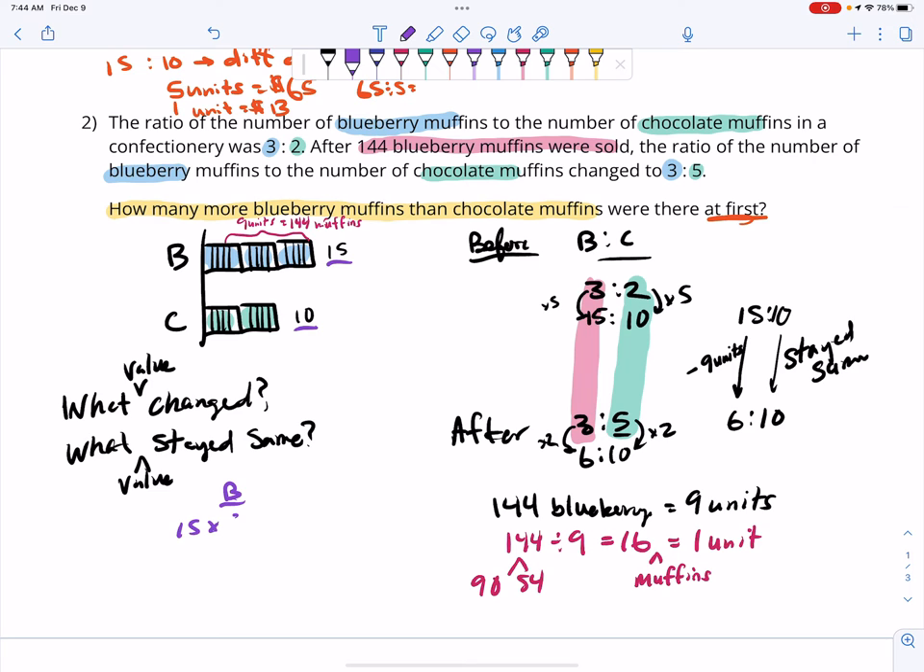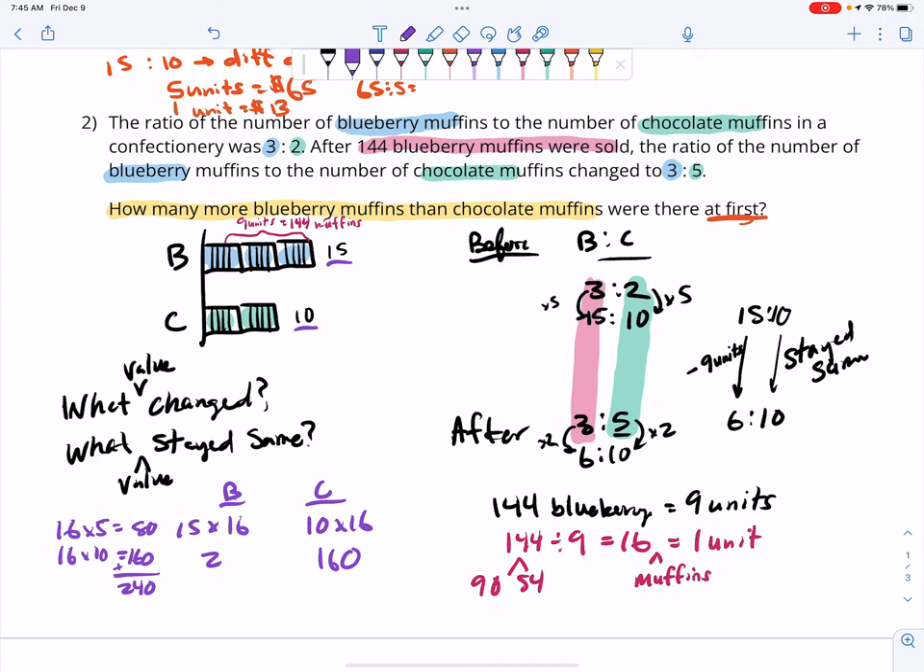Blueberries was 15 units of 16, and chocolate was 10 units of 16. So 10 units of 16 is 160. 15 units of 16, well, let's see. I'm just going to solve this like it's 16 times 5 and 16 times 10, because that's 160. And 16 times 5 is going to be half as much as that, so that's 80. Add these together, we get 240.